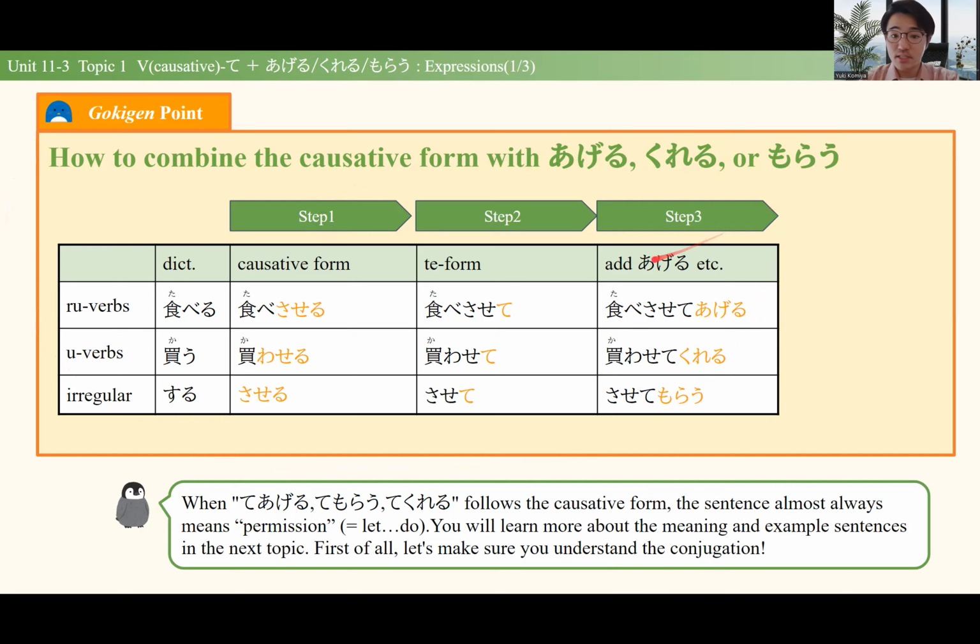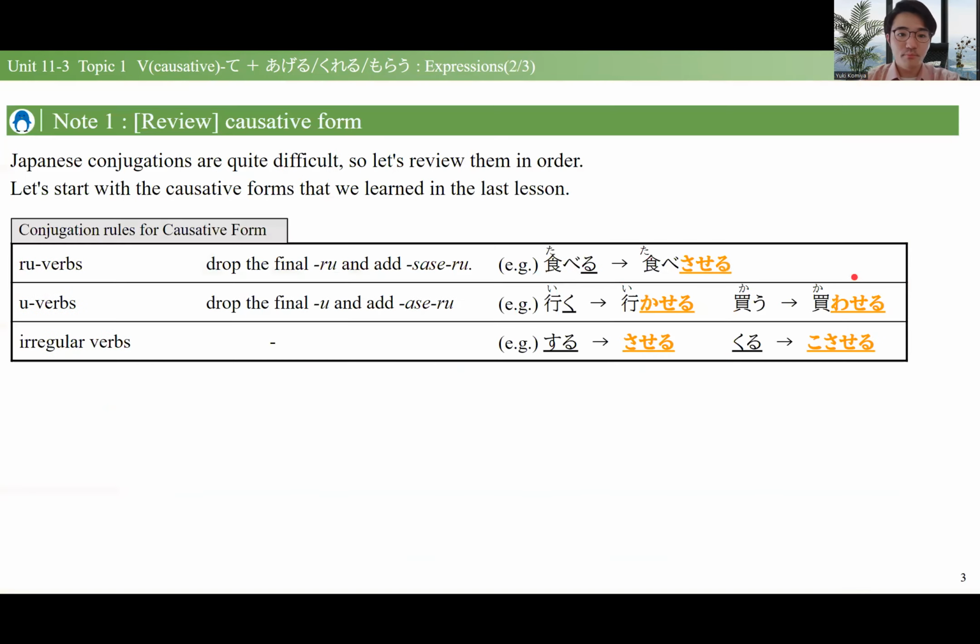So, obviously, if we want to combine the causative with あげる, くれる, もらう, we need to remember a few conjugation patterns. So let's look at them step by step. First, let's remember how to make the causative. So causative form, as we learned last time, for る verbs, you want to drop the る and add させる. 食べる will be 食べさせる.